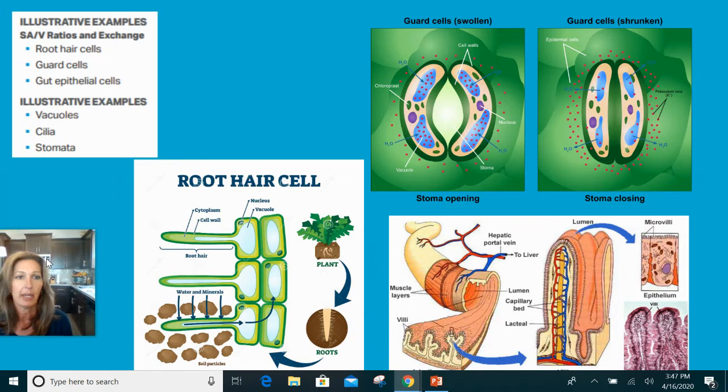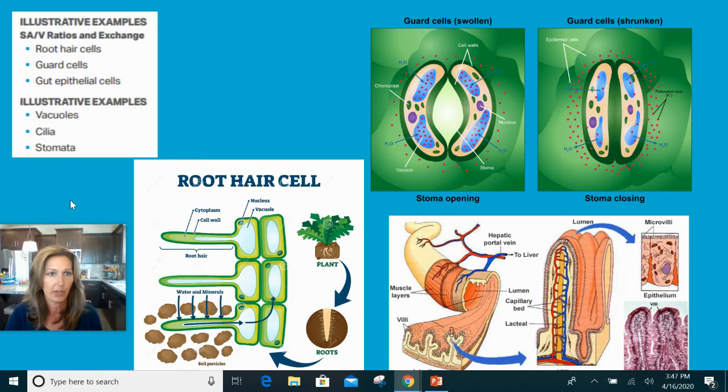Now, when we do talk about some different illustrative examples that we should know, here is what College Board would want you to be exposed to, and just understanding some of these illustrative examples of surface area to volume ratio.